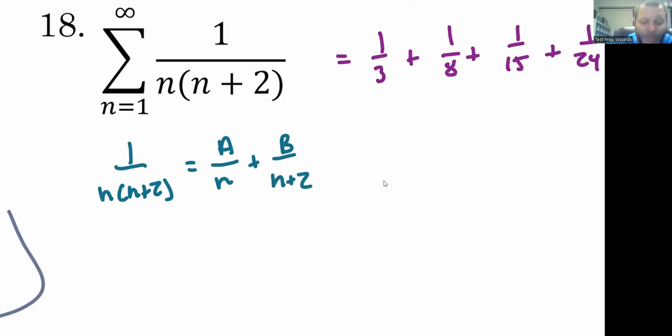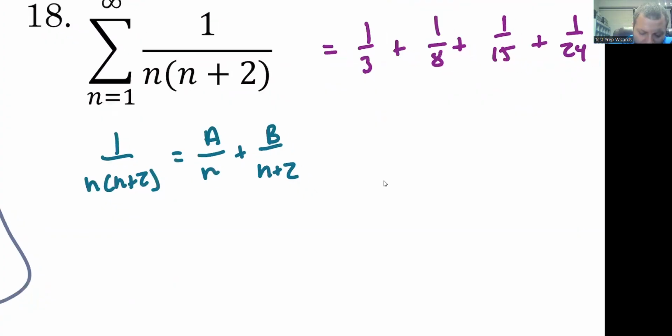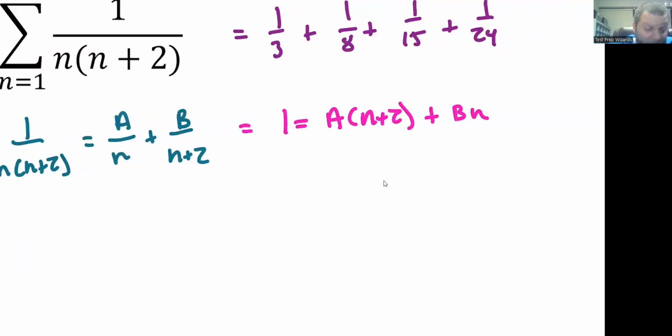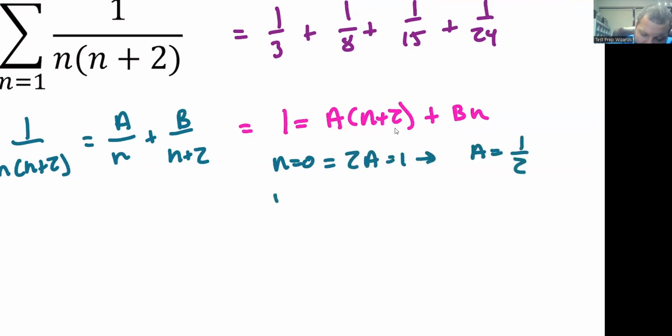I just have such a special place in my heart for partial fraction decompositions. So we would say that 1 is equal to a times n plus 2 plus b times n. And this may not work. We're spitballing here, right? So if I say n is equal to 0, I'm going to get 1 is equal to a times 2. So 2a equals 1. So a is 1/2. And if n is negative 2, I'm going to get 1 is equal to negative 2b. So I'm going to get b is negative 1/2.